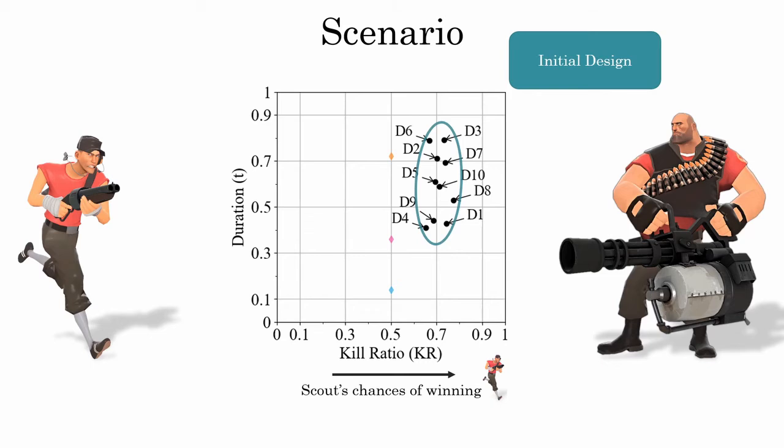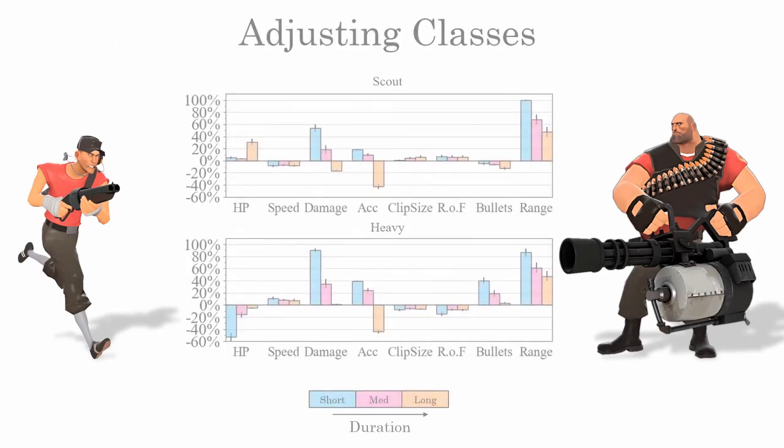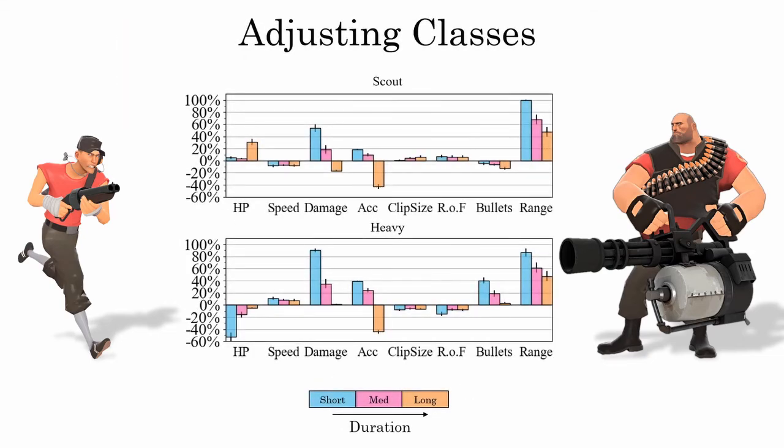Now our target gameplay is to have balanced matches of short, medium and long duration, so we run our system and see what happens. When deployed to prolong the match between the Scout and the Heavy, the system has learned to increase the HP of the Scout and reduce the HP of the Heavy, while generally reducing damage, accuracy and range to achieve the desired duration.